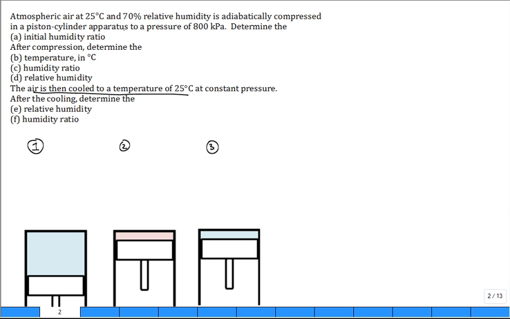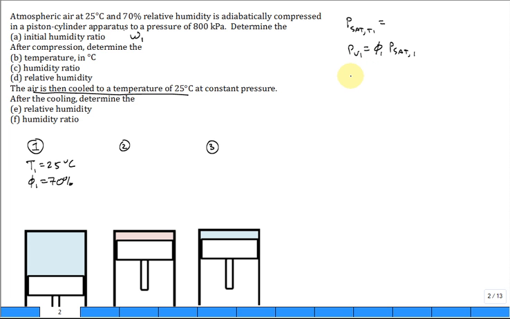So the first question is, what's the initial humidity ratio? What's omega 1? Given the temperature at 1 is 25 degrees C, and the relative humidity at 1 is 70%. So what do you do? You come over and you say, well, I get P sat at the temperature 1 at 25 degrees C. To get PV, I multiply the relative humidity at 1 times the saturation pressure at 1. So now I have the partial pressure at 1 for the vapor.